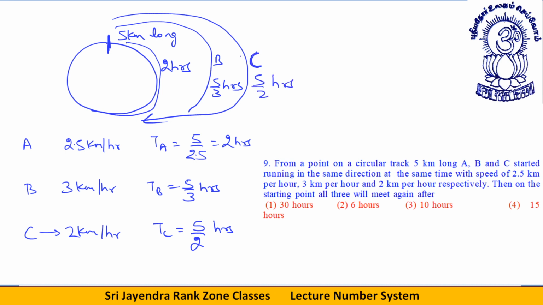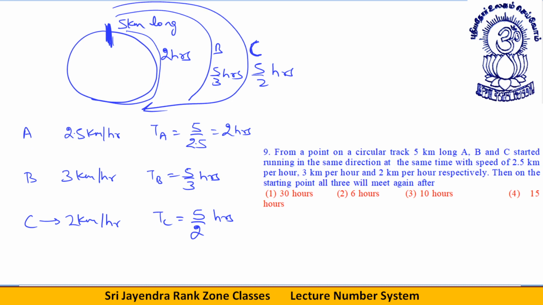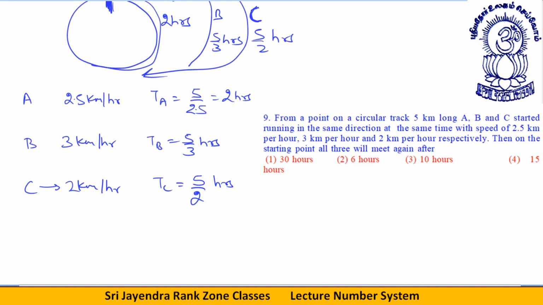Now think about it. After 2 hours, A reaches here. Again, after 2 hours, A reaches here again. Similarly, B reaches here after every 5 by 3 hours. C reaches here after every 5 by 2 hours. So we have to find out a time when they all will reach again at this point together. Okay, LCM is used for the together thing only.